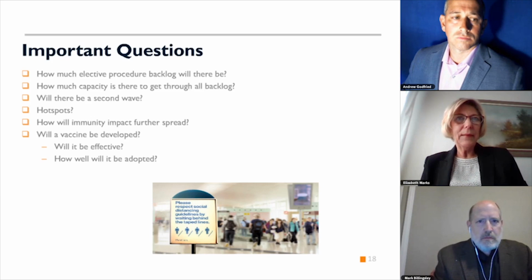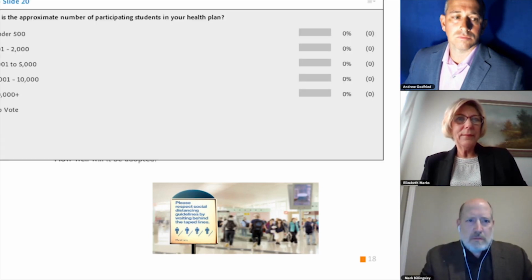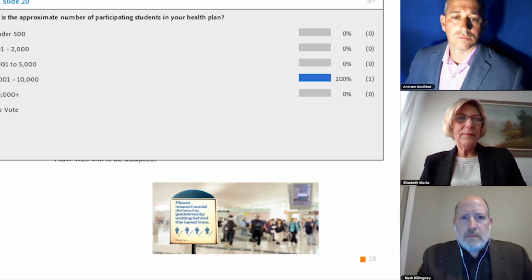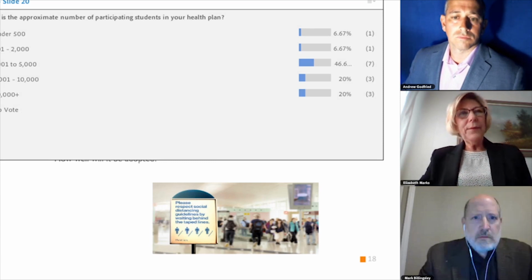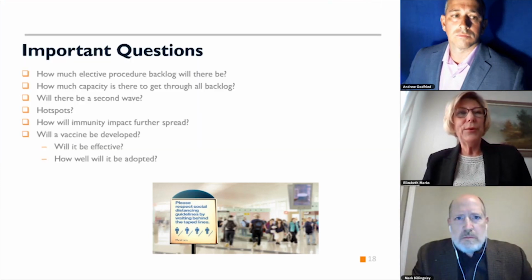And let's bring up the final polling question for you. What is the approximate number of participating students in your health plans? Let's go ahead and end that. It looks like the 2,000 to 5,000 range is the most popular one here. Great. Well, thank you. That really helps to know a little bit about our audience.